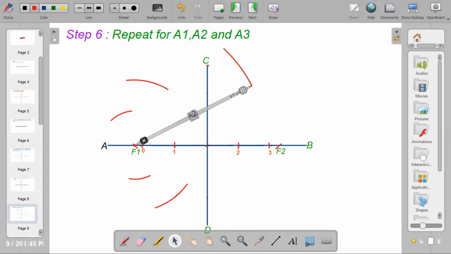above and below. Then you go to the last point, which is the last division, which is A to 3. So you extend your compass to A to 3. Center at F1. Strike an arc above and below.